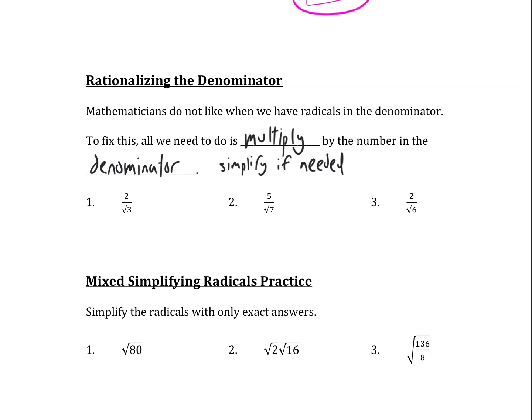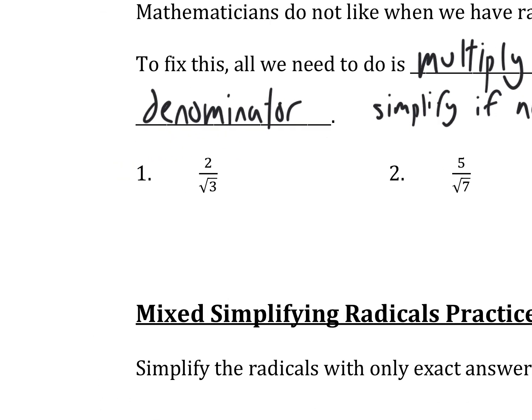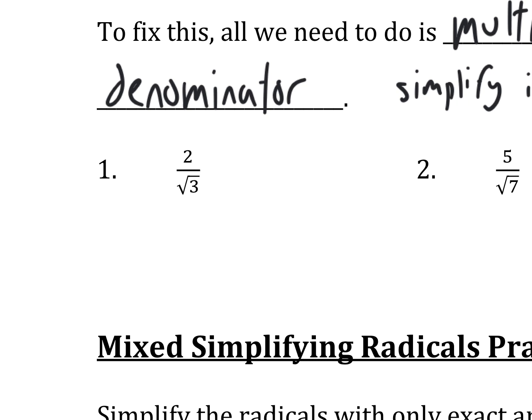All right, so let's go ahead and do this here. So let's do number 1. So number 1, we have 2 over square root of 3. Is there a radical in the denominator? There is. So what we're going to do is multiply top and bottom by the square root in the denominator, which is what again? Square root of 3. So we're going to multiply by square root of 3 top and bottom. So what's 2 times square root of 3? Well, on top, that's just going to be 2 square root of 3. You can't combine a whole number and a radical.